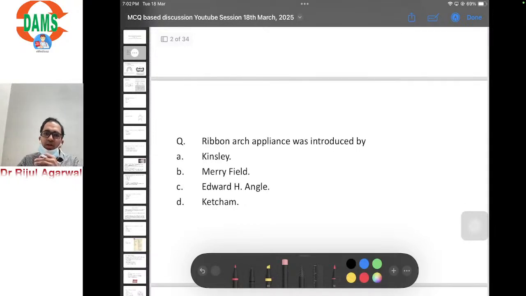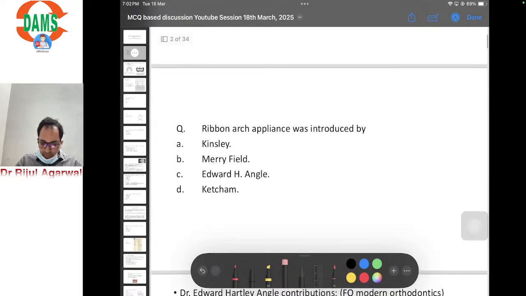The question is, ribbon arch appliance was introduced by. I'm beginning with a very basic topic first. The options are Kingsley, Merrifield, Edward H. Angle, and Robert Ketcham. So, what will be the answer to this question? I'll wait for 5 to 10 seconds before providing you with the solution. I know there is a lag from my end till the time it reaches there.